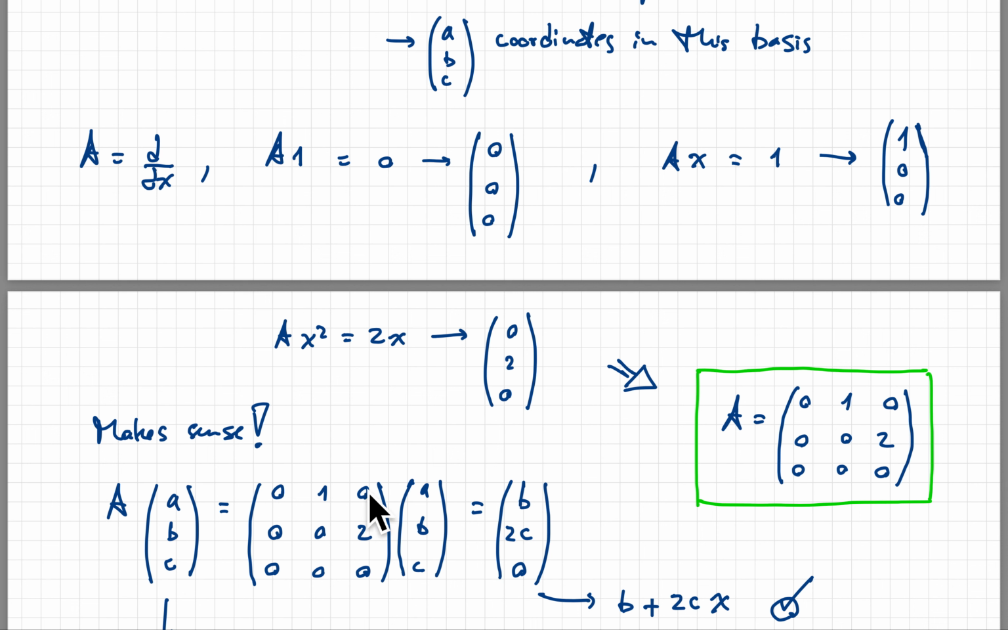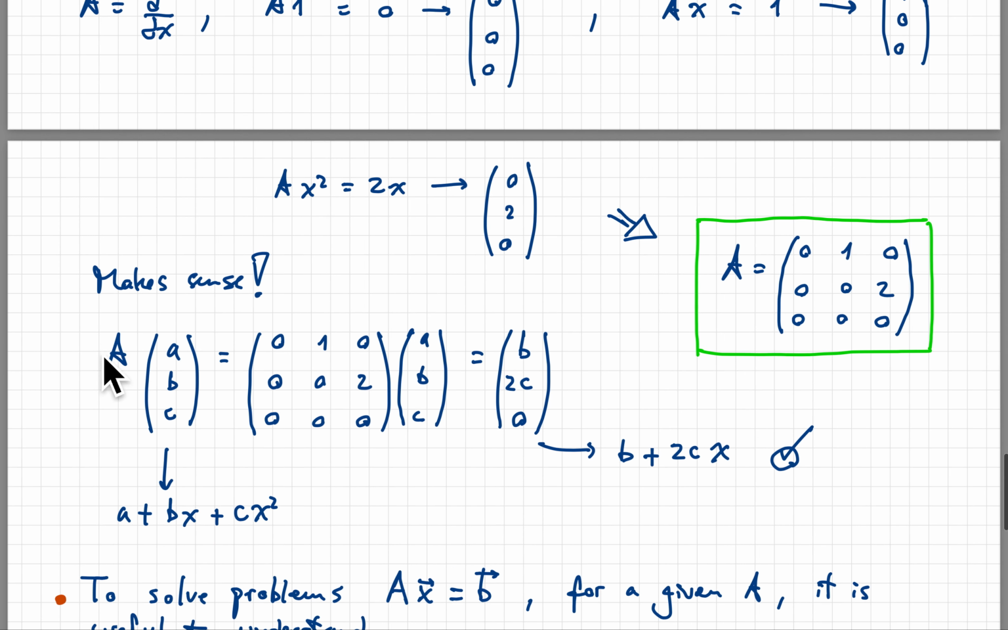Well, we take our matrix and apply it to a vector. You see, applying 0, 1, 0 to a, b, c, we get b for the first component. Applying 0, 0, 2 to a, b, c, we get 2c for our second component. And then 0, 0, 0 applied to anything you want is 0. So you see the result of applying the derivative to a plus bx plus cx squared is b plus 2cx, which is indeed the correct result.